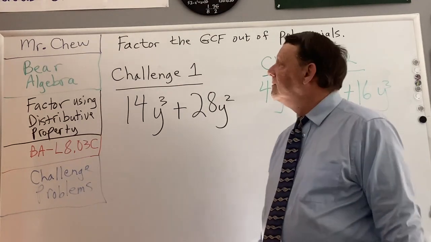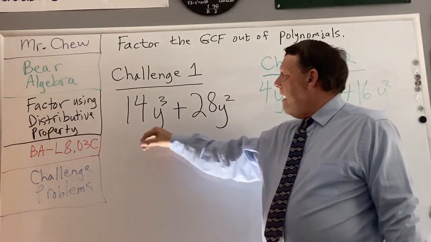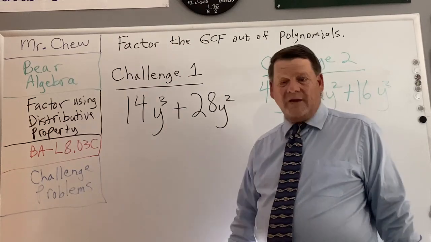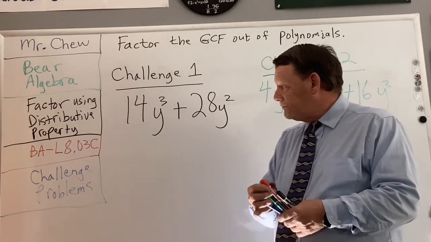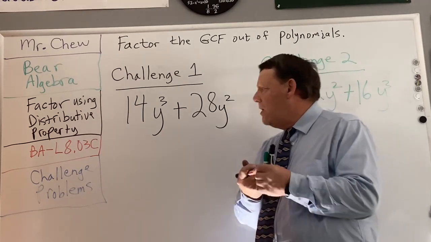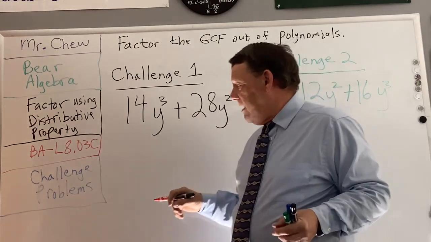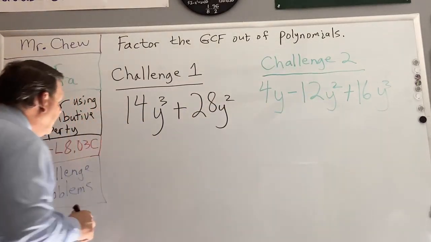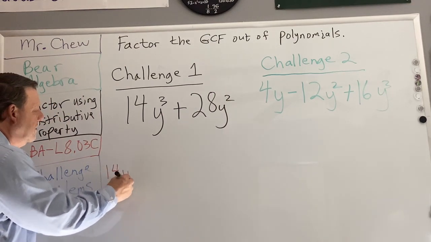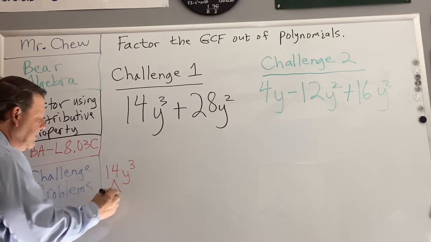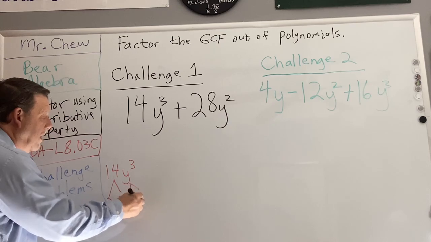So challenge 1, we're finding the GCF of polynomials. I've got 14y cubed plus 28y squared, and you need to find the prime factorization of each one. I showed you an easy way to do it is to find the factor trees of both of them. So let's take our 14y cubed, and 14's factors are 2 and 7, and they're both primes. And then we just have y times y times y.